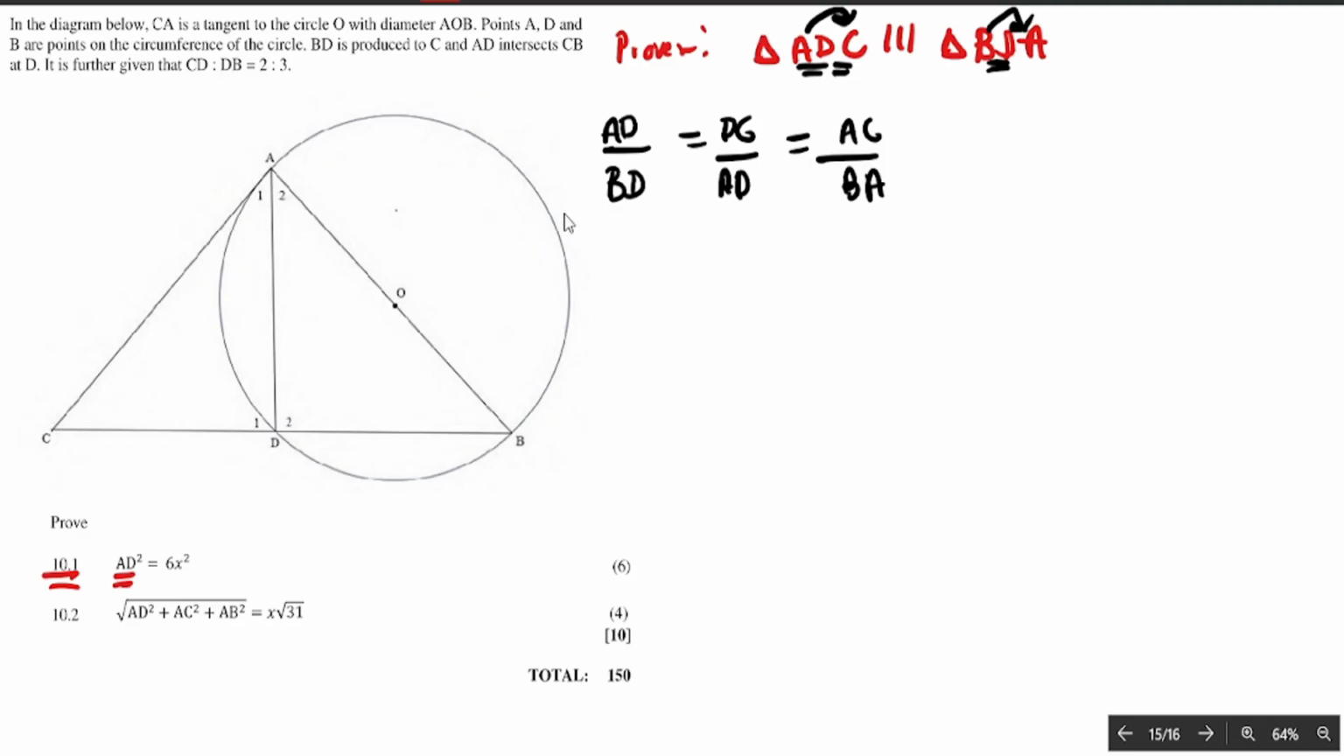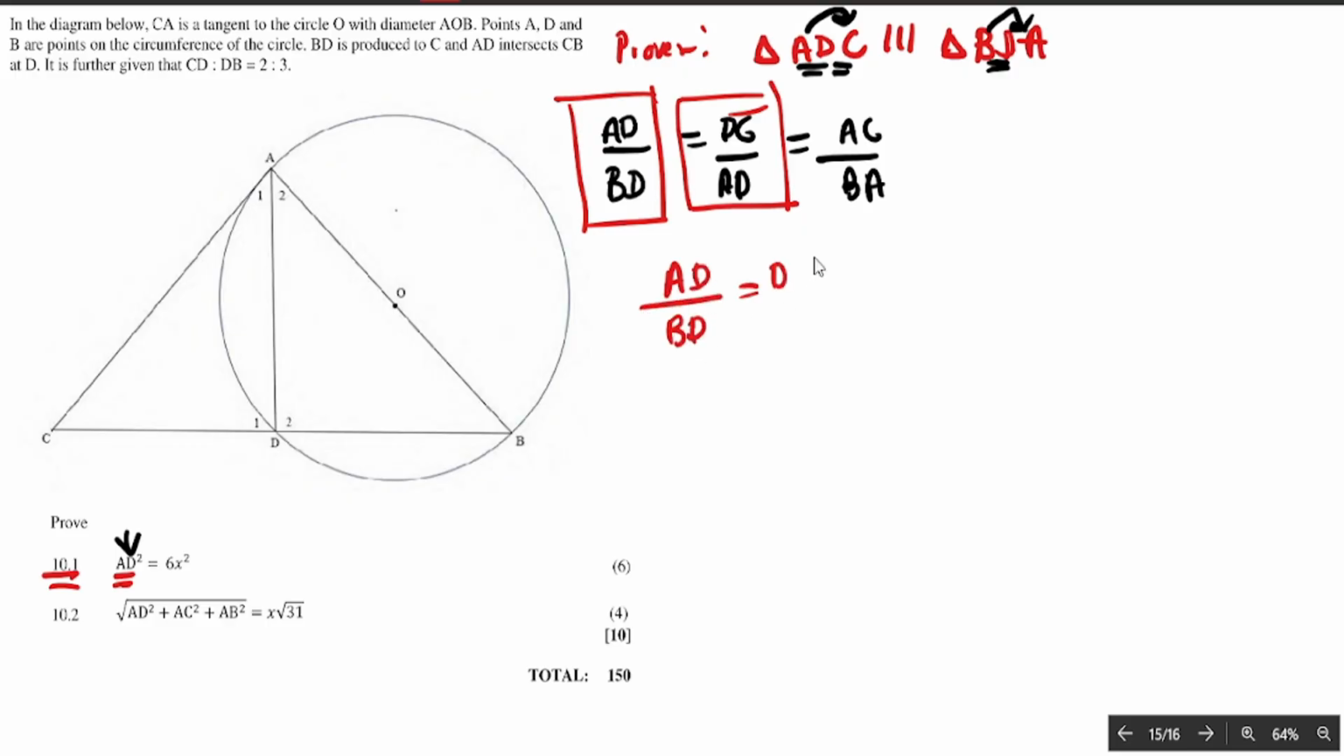From this stage, because this is AD squared, you're going to look where there's AD in both ends. If you take a look, there's AD here, and if you take a look here, there's also AD. So you're going to take these two. So you have AD over BD is equal to DC over AD. Fine. So what you'll do, cross multiply. You have AD squared equals BD multiplied by DC.